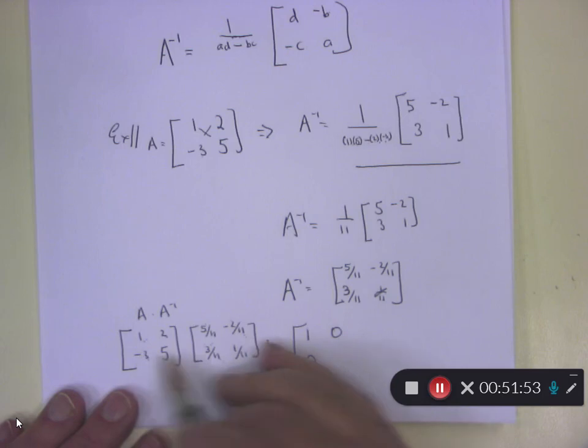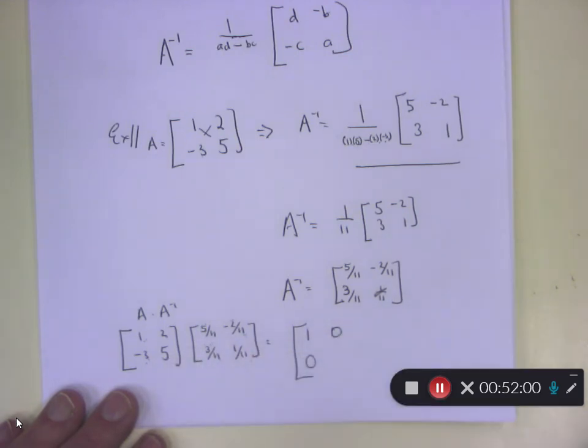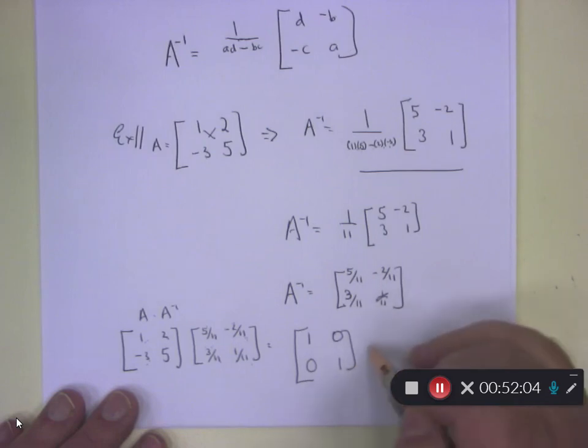And then second row, second column. Negative 3 times negative 2 elevenths is a positive 6 elevenths. 5 times 1 eleventh is 5 elevenths. 6 elevenths and 5 elevenths is 11 elevenths, which is 1. And there is your identity 2 by 2.